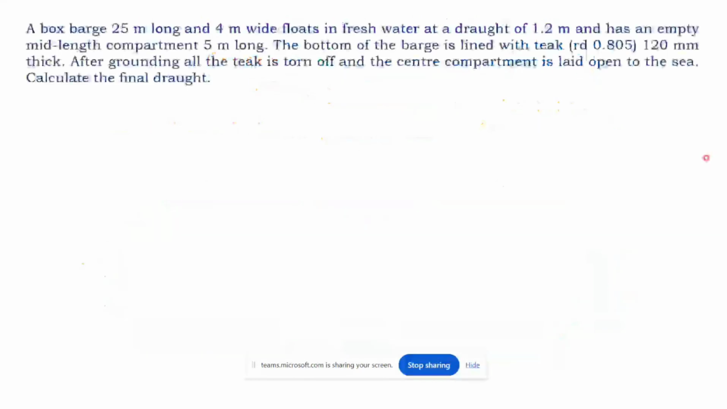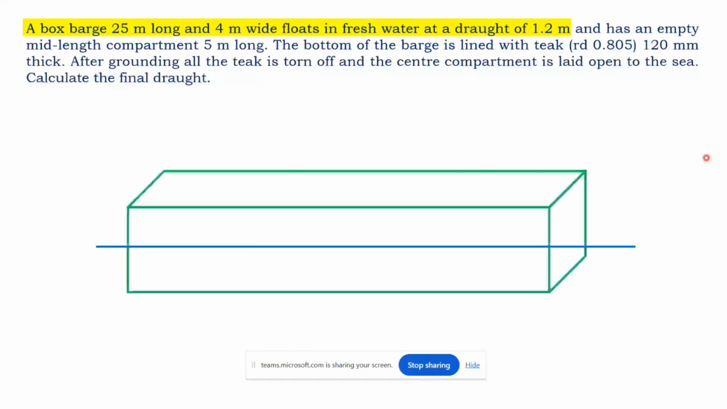Now I am taking you back to the numerical. Now let us proceed. One by one, we will cover everything. A box barge 25 meters long and 4 meters wide floats in fresh water at a draft of 1.2 meters. Let me make the diagram for you. The same box barge: length is 25 meters, breadth is 4 meters, and the initial draft at which it is floating is, let's say, 1.2 meters.